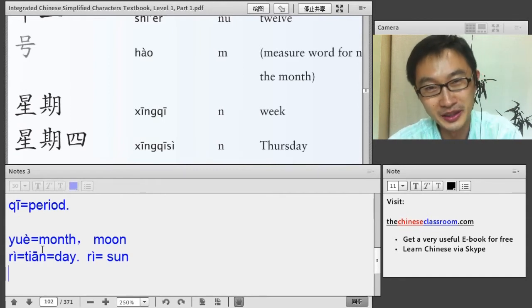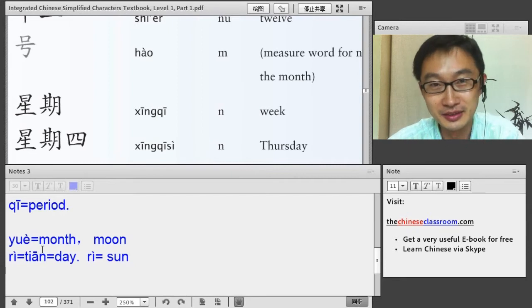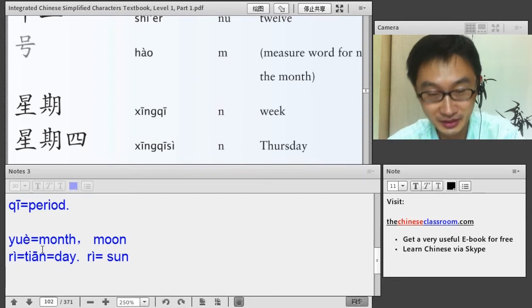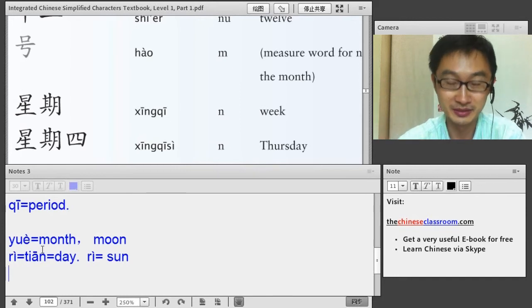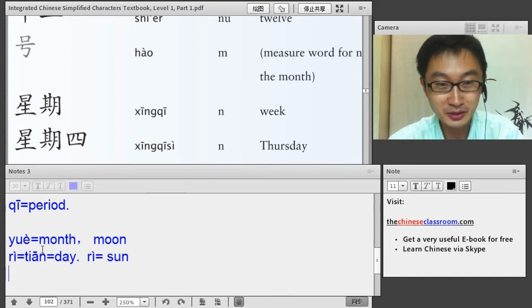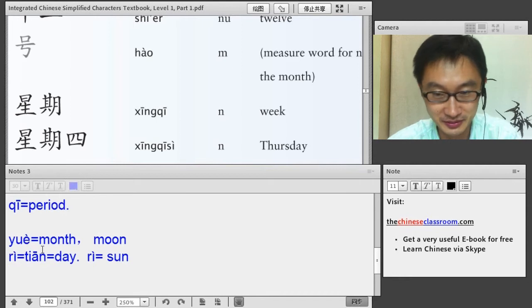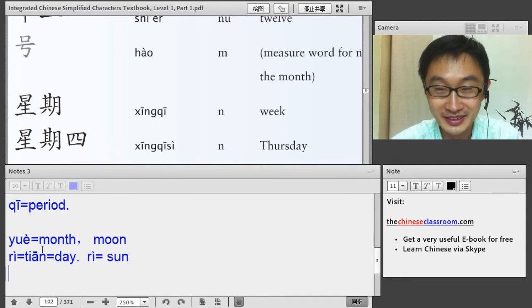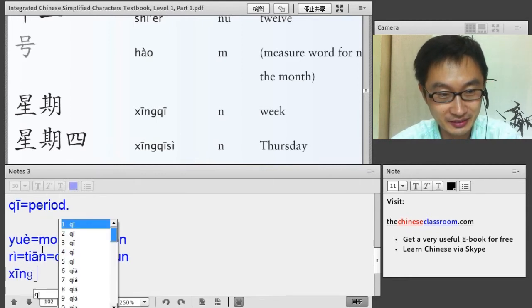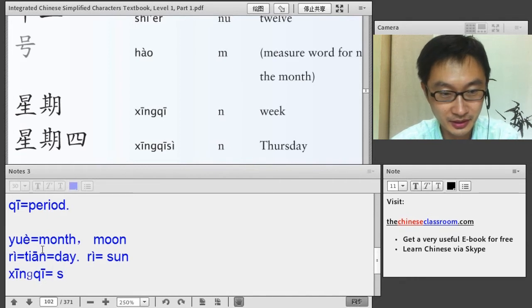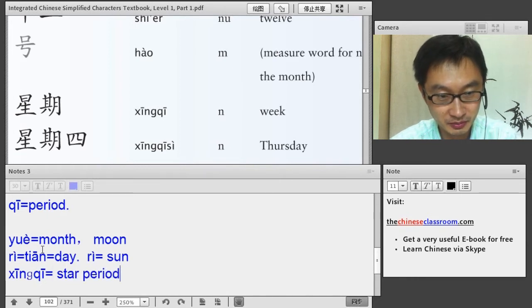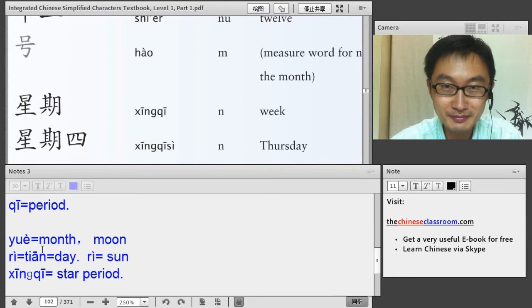In old times we didn't have a week, we didn't have this unit in Chinese. Then we knew there's a week, every 7 days, so we must give it a name. So naturally, logically, we use star to make it. So we call it star period. That's why we say 星期. Literally, star period. Okay, good.